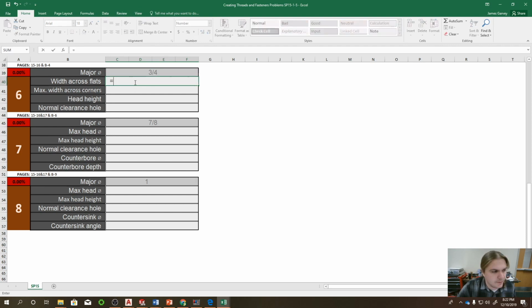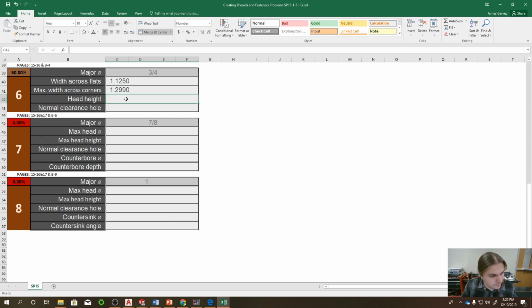I did not press equal, so that did not work. 1.5 times my bolt diameter. And so that's correct. Now the width across the corners, the equation for that is in the last column of that chart, and that's going to be 1.1547 times F, where F was the width across the flats. Click on that, and that was right.